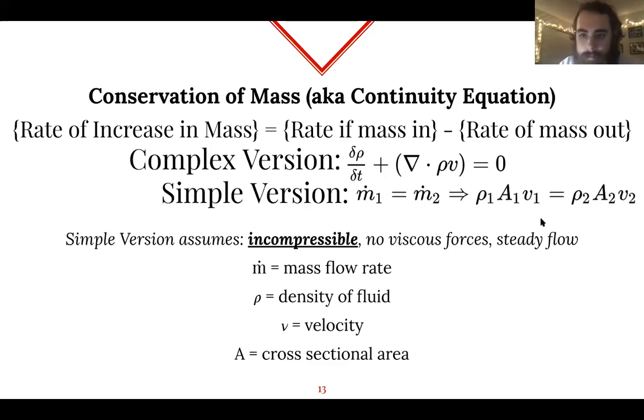If you're just doing a pipe and your area doesn't change, and your density doesn't change in your fluid, then your velocity is not going to change. If you're doing a nozzle for water, for example, and your density doesn't change but your area does change, then your velocity is going to change. It's a really simple relation between the two. One big thing to remember for the simple version is that this is only true for an incompressible fluid. The general form can be used for a compressible or an incompressible fluid, but the simple one is only true for an incompressible fluid.